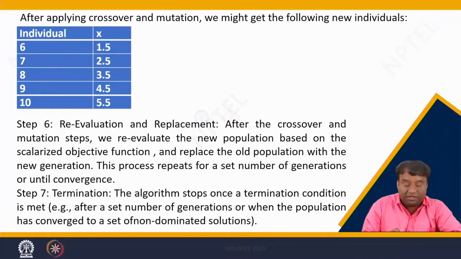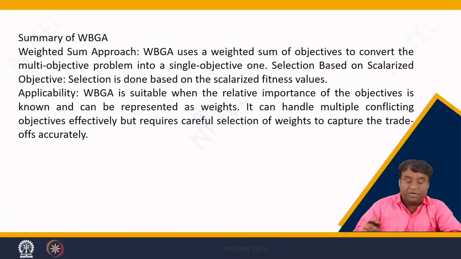Step 7, termination. The algorithm stops once a termination condition is met, that is, after a set number of generations or when the population has converged to a set of non-dominated solutions. Now, summary of WBGA.